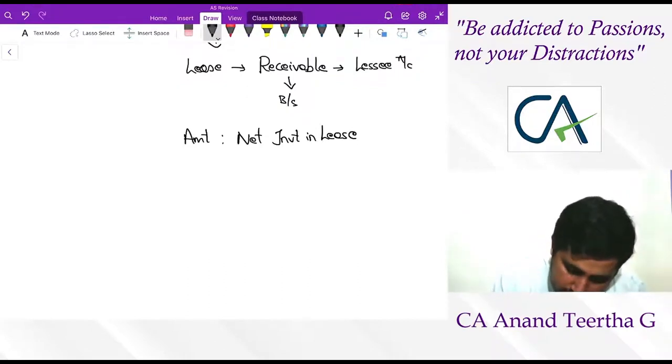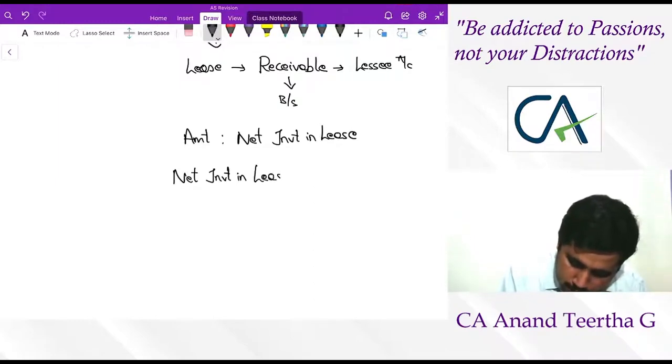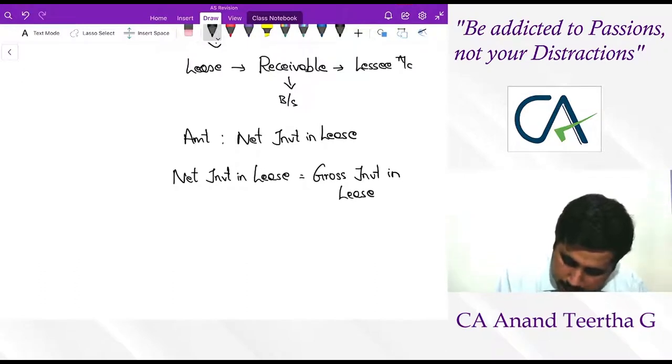Along with that, what else? So what do we mean by net investment in lease then? Net investment in lease is equal to gross investment in lease minus unearned finance income.